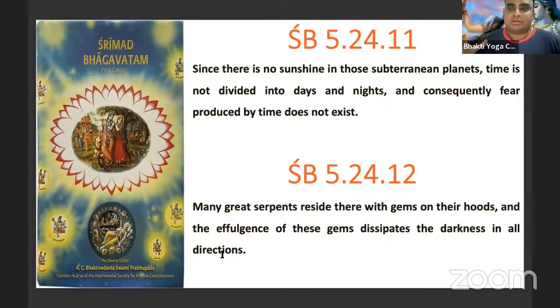So the situation in the lower planetary systems is such that the residents are completely blinded by the opulence in those regions, to the point where they are completely oblivious to the fact that they are actually entangled in this repeated cycle of birth, death, old age, and disease.